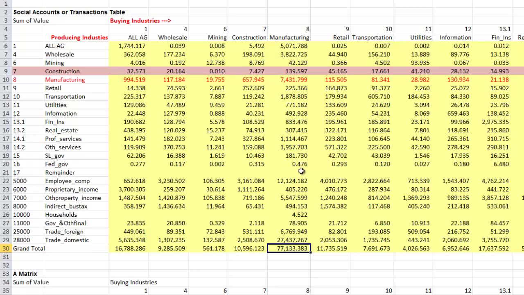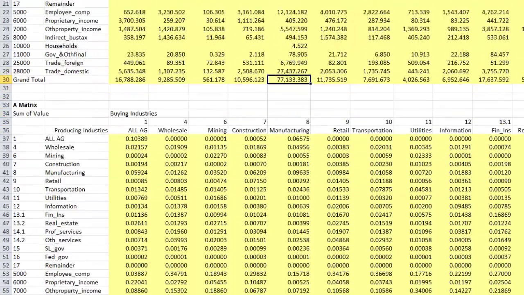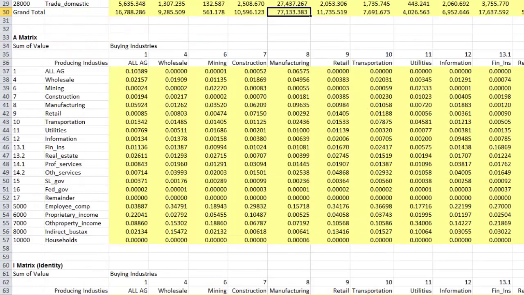So these are the purchases, the inputs into manufacturing. These are the sales by manufacturing to other sectors in the economy. By dividing each one of these elements by the total values down here, we're able to produce the A matrix. X equals I minus A inverse. So here's my A matrix. The values that were divided by the totals are going to be some fraction of 1.